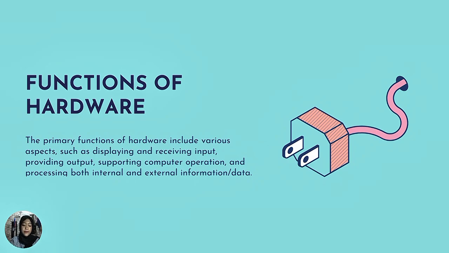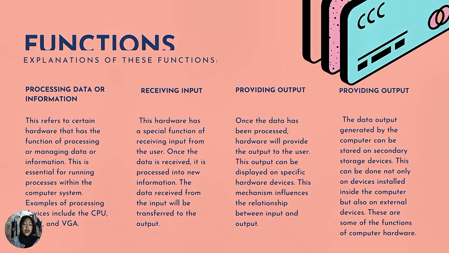Functions of hardware. What does hardware do? 1. Processing data or information. The CPU and RAM work together to handle and process the data. 2. Receiving input. Devices like the mouse and keyboard let us give commands to the computer. 3. Providing output. Monitor and printer show or print the result after processing. 4. Storing data. Hard drive and flash drive save files and programs so we can use them later.